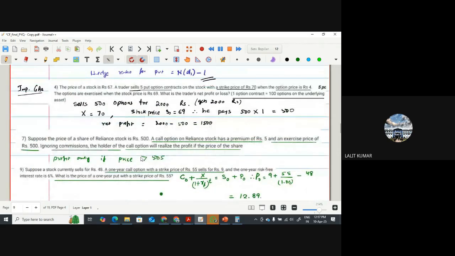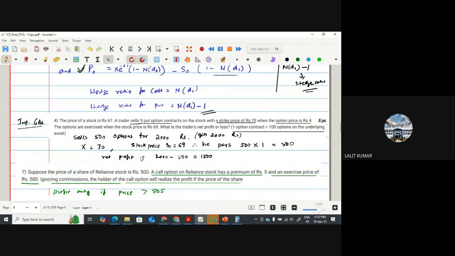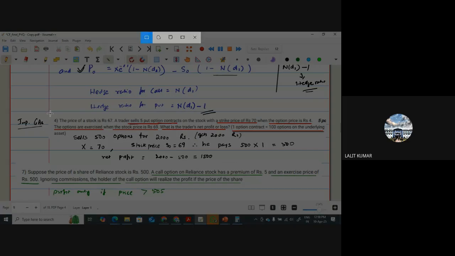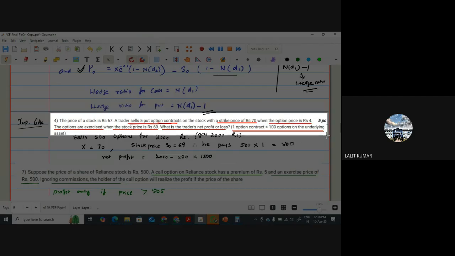Okay. So now we come to this question. The price of a stock is 67. The trader sells 5 put options, so he's selling contracts on the stock, with a strike price of ₹70 when the option price is ₹4. The options are exercised when the stock price is ₹69. What is the trader's net profit or loss? One option contract is equal to 100. So I will just copy this and understand this question.